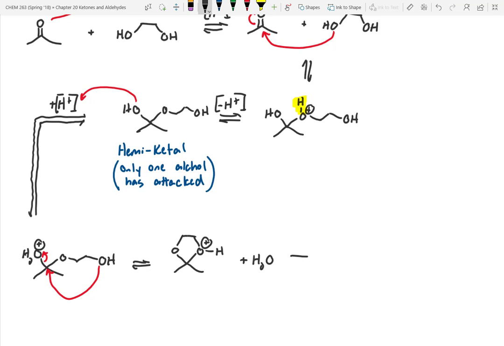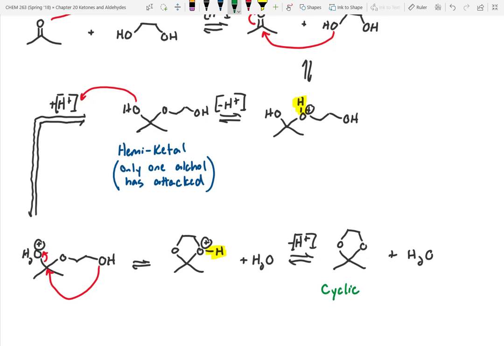And in the last step, we're going to try to remove that proton. It's coming off here. So I'll do minus H plus. And we end up with our final product plus water. So this is our cyclic ketal. And if you remember, water in this case is the byproduct.